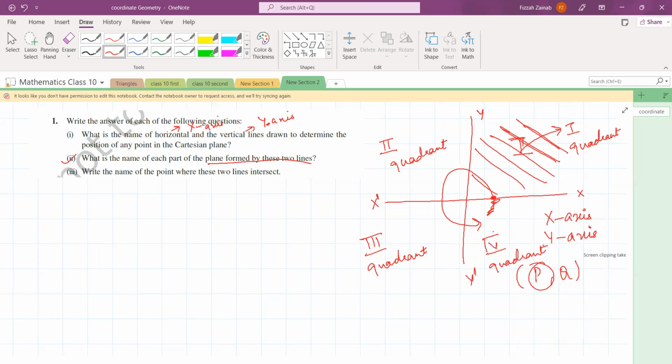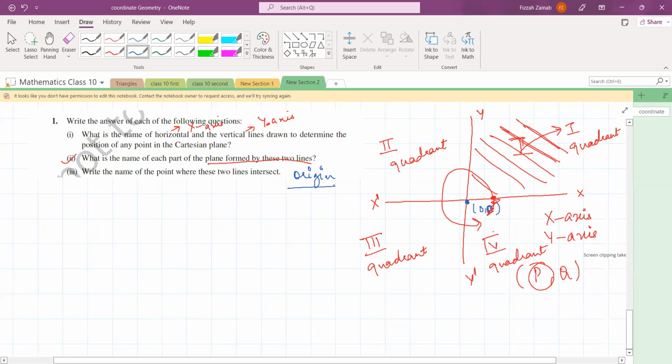Done. Now third part. Write the name of the point where these two lines intersect. So this is the point, right? This is called the origin. Now, what are the coordinates of the origin? Can you tell me? So they are 0, 0, because we are not moving anywhere on the x-axis. We are not moving anywhere on the y-axis. We are stuck at this point. So 0, 0 are the coordinates, and the name is origin.